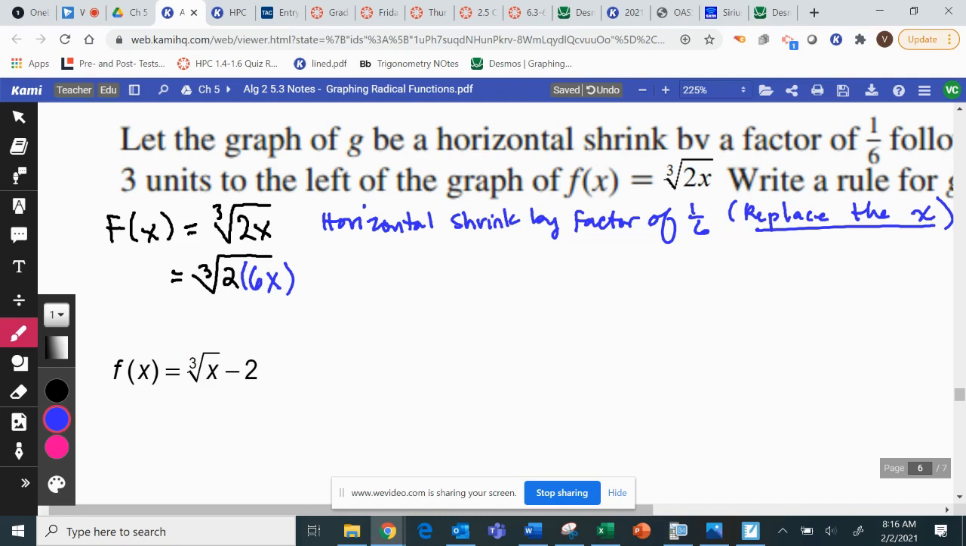So do you see how I'm using my color to show you that the only thing I did was take the x out and replace the x? That's all I did. So now I'm going to simplify that, and I will have cube root 12x.